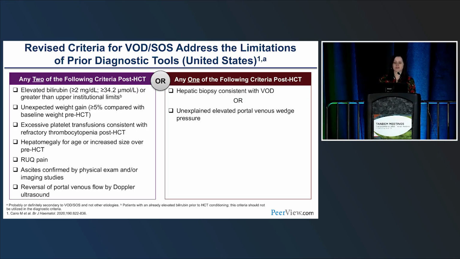The criteria were again revised to address some of these, and these came out of the US, and Dr. Cairo and others have worked on this, again trying to get those same things but allowing options. So having any 2 of the following: elevated bilirubinemia, unexplained weight gain, excessive platelet transfusions consistent with refractory, right upper quadrant pain, and this addresses the limitations relating to imaging. So having reversal of portal flow by Doppler ultrasound, although it's worth noting that's also a late stage, a late sign, and so hopefully we're not catching people that late.